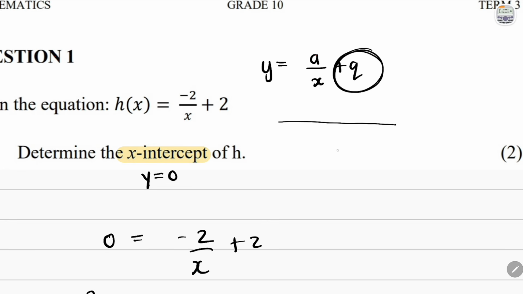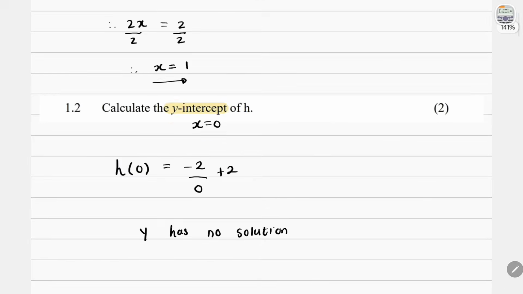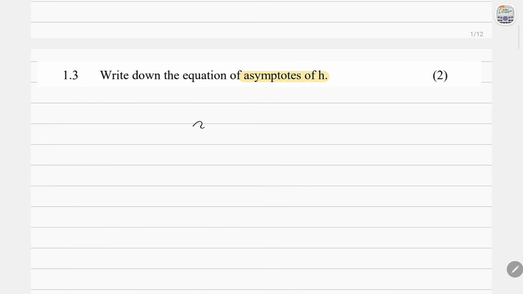So because it's a horizontal line, you're just going to call it y is equal to. Because it's a horizontal line, it passes one particular y value on the y-axis. So we say y equals whatever y value it passes. So we can see that this q value here is 2. So our horizontal asymptote is simply y is equal to 2.